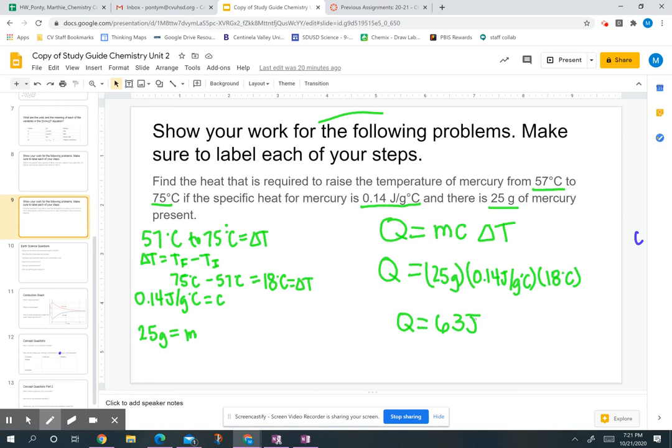And again, make sure that you are plugging in those values correctly and that you're looking at units in order to get things to match.